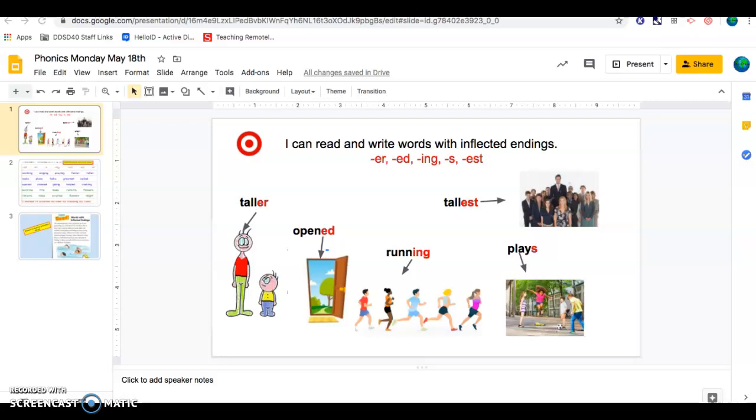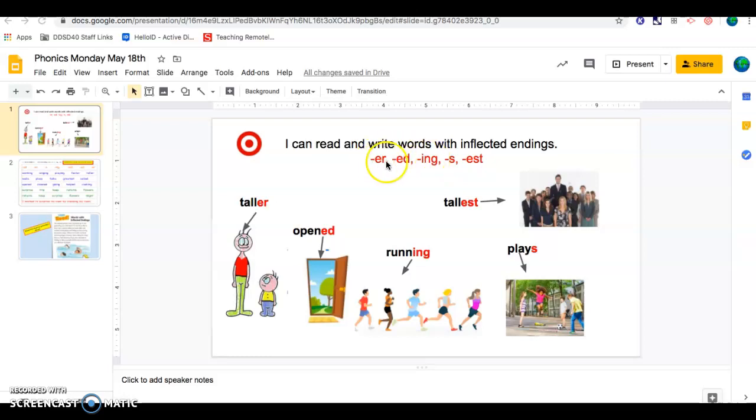This week for phonics, we are working on I can read and write words with inflected endings. Inflected endings are groups of letters that you add to the end of what we call a base word. And when you add those endings to the base word, it makes the base word have a slightly different meaning.